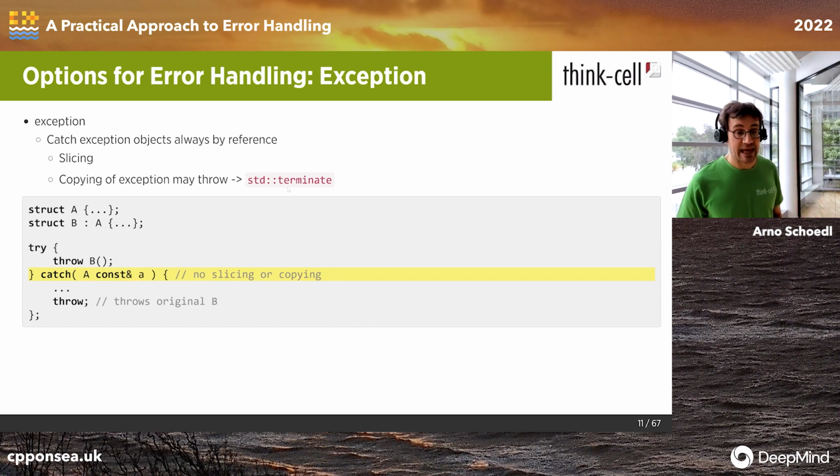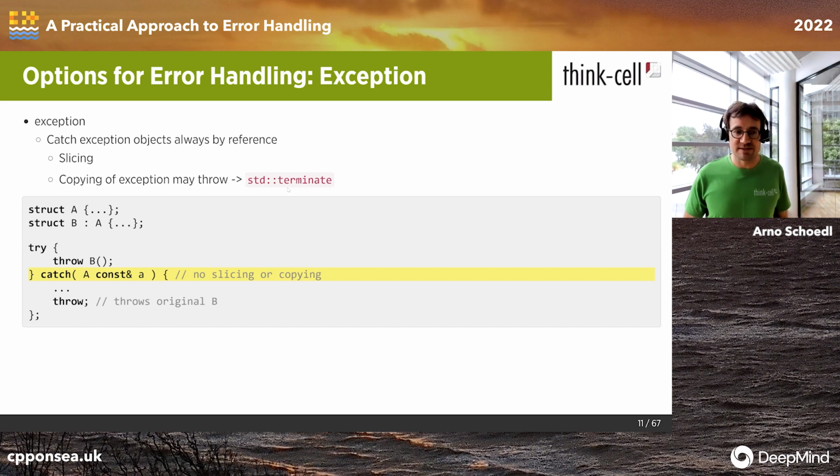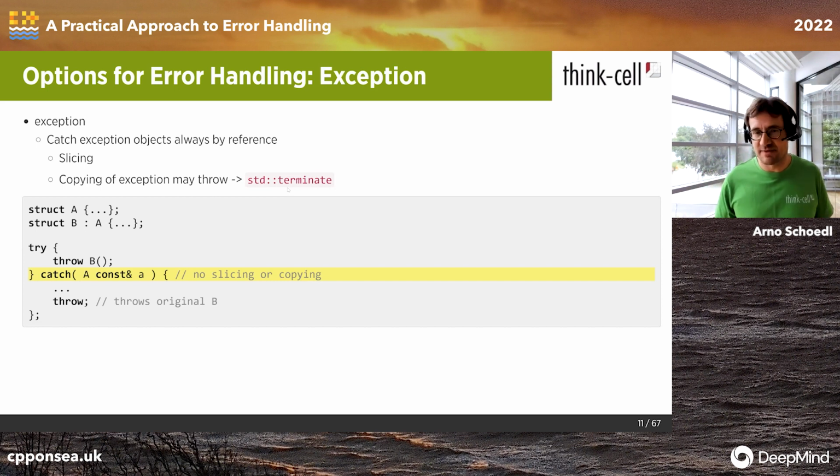exceptions by reference. One thing that I didn't know when preparing this talk is that if you write a throw semicolon, this will actually throw the original exception. So even if you caught by value and you sliced, the throw semicolon will actually throw the original. I found that kind of curious. It's not terribly relevant. Usually, if you catch by reference, then you expect that. But yeah, that's how C++ is done.